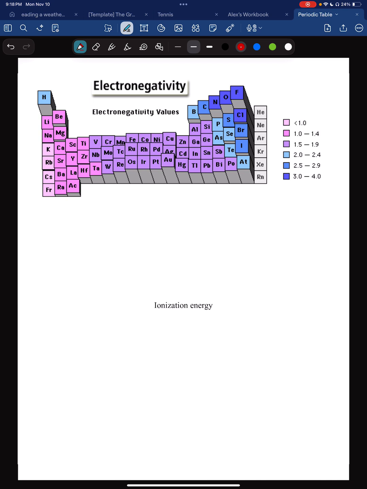Again, we have our different group numbers. Just to help you stay on track, we've got group 1, 2, 3, 4, 5, 6, 7, and 8. We've got a lot of different stuff here. The key thing we need to remember is our octet rule. All of our atoms want to have 8 valence electrons. Once they have 8 valence electrons, they are stable.